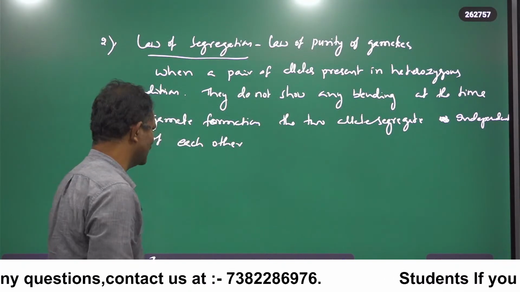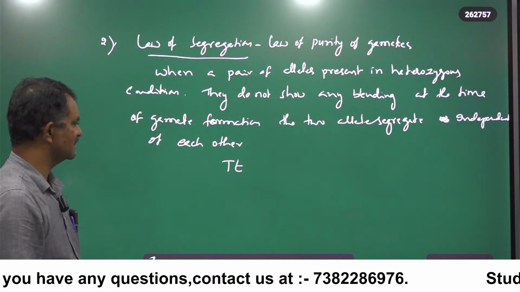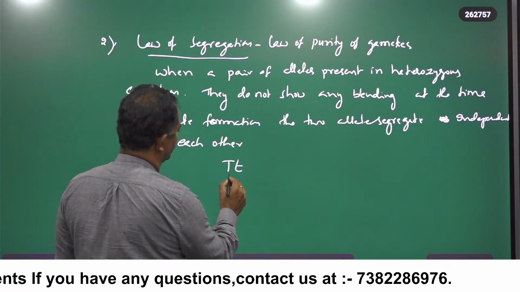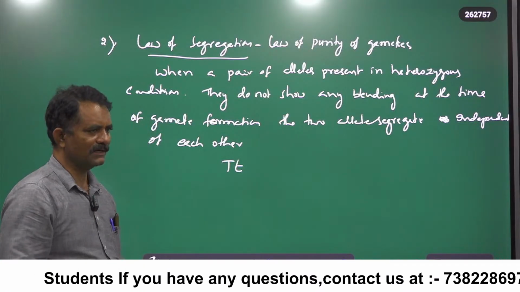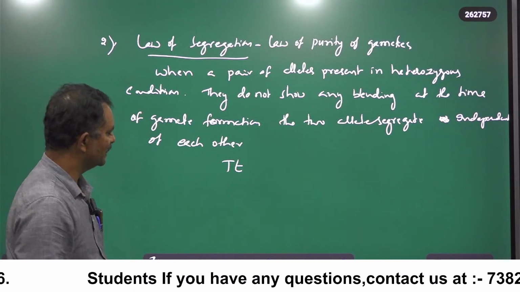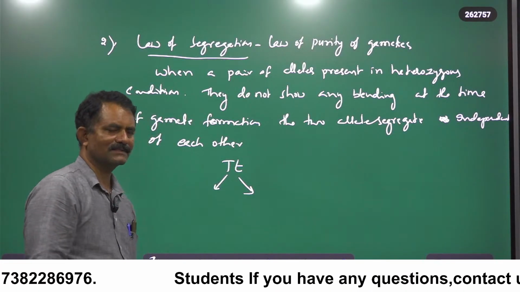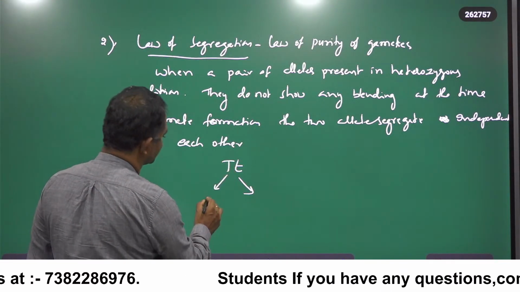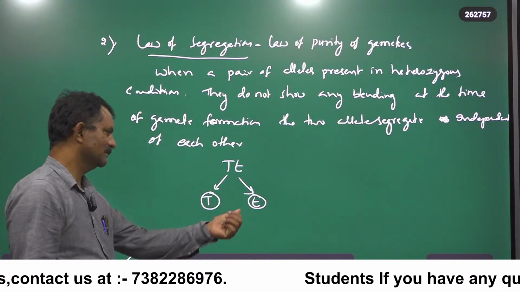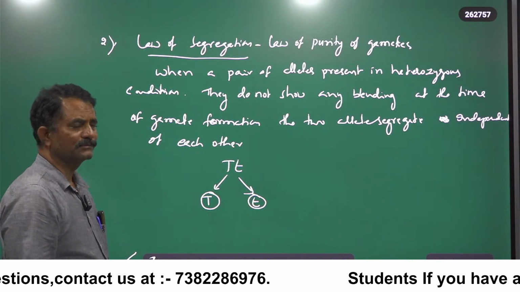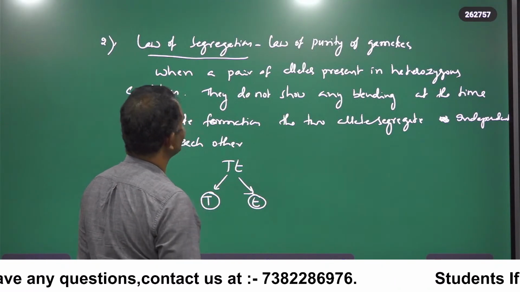Gametes are always pure. For example, two alleles present in heterozygous condition, right? It is hybrid. These two alleles do not show any blending. Even though they are united, they do not show any blending. At the time of gamete formation, they segregate without blending. This allele enters into one gamete. This allele enters into another gamete. Automatically, they are transmitted to progeny, nothing but gamete, without blending. This is called purity of gametes.